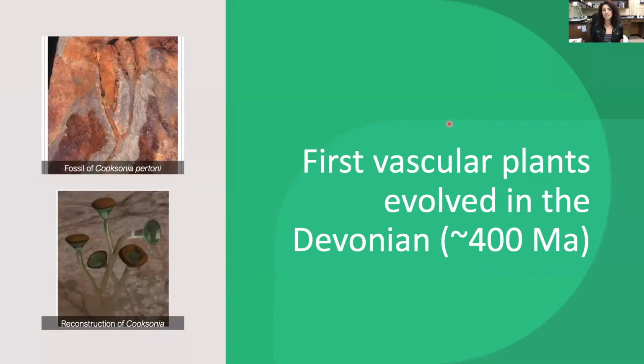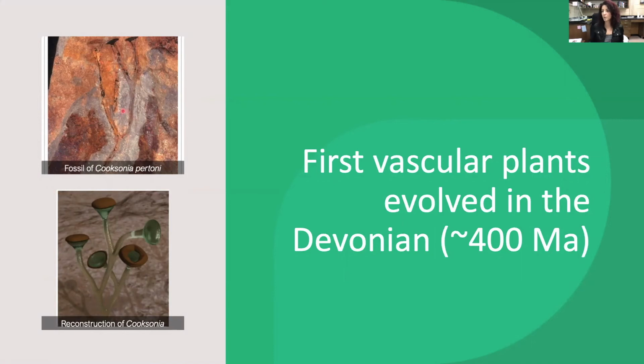The first vascular plants on Earth evolved during the Devonian period about 400 million years ago. This is a fossil that is representing one of the very first vascular plants on Earth called Cooksonia. Cooksonia didn't have all of the leaves, the roots, and other structures that you might initially associate with a plant on Earth today, but this is what it's reconstructed to have looked like on early Earth.